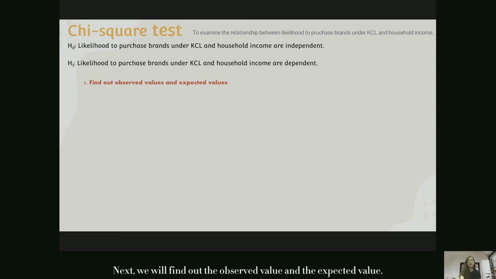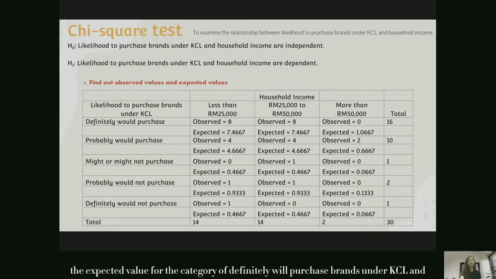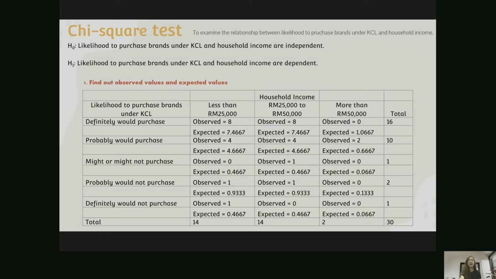Next, we will find the observed value and the expected value. The formula to calculate the expected value is total row multiplied by total column divided by total sample size. For example, the expected value for the category of definitely will purchase rent under KCL and household annual income less than RM 25,000 is total row 16 multiplied by total column 14 divided by total sample size 30, and we will get 7.4667.